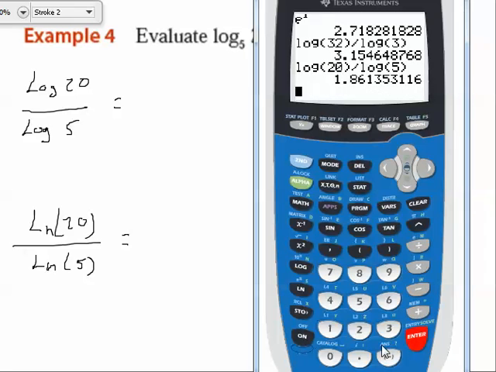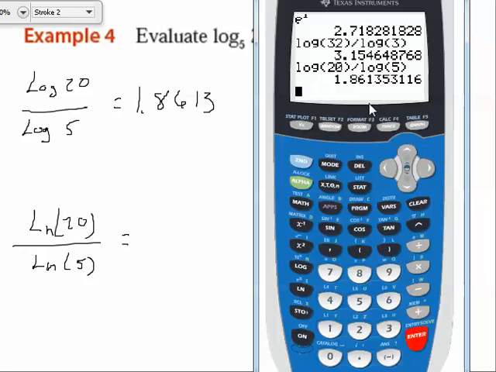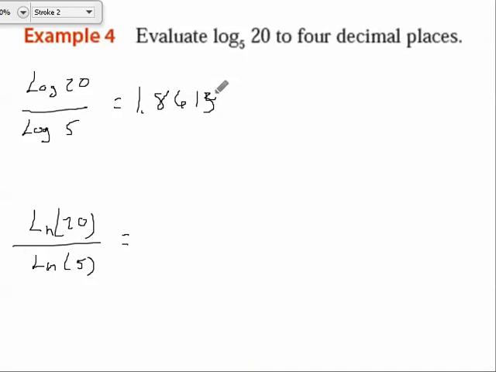And what do I get? I get 1.8613. They wanted it to 4 decimal places. So there's the answer to this question.